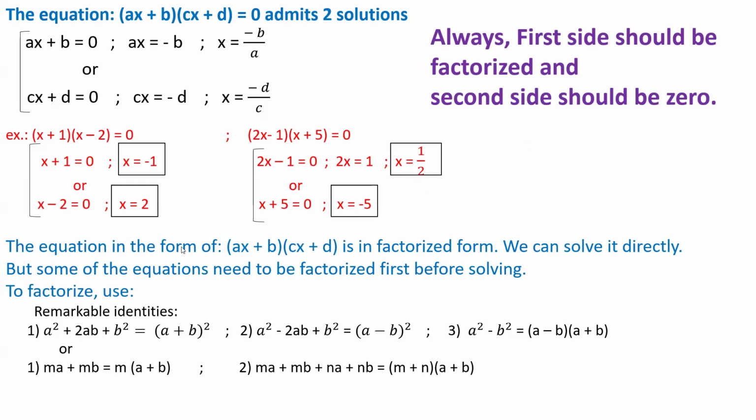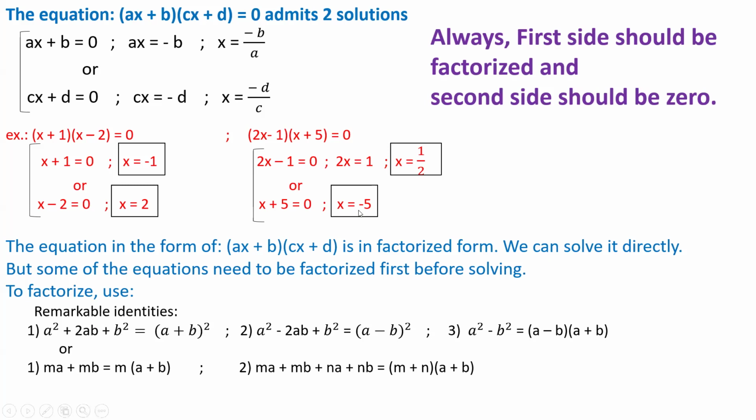Now, an equation in the form of ax plus b into cx plus d is in factorized form. We can solve it directly, but some of the equations need to be factorized before solving them. To factorize, of course, as we did in our lesson on factorizing an algebraic expression, either we use remarkable identities, the first, the second, or the third, or we use the common factor way.